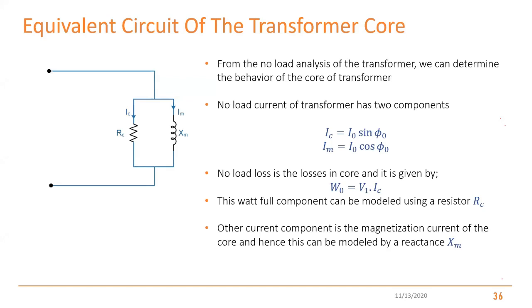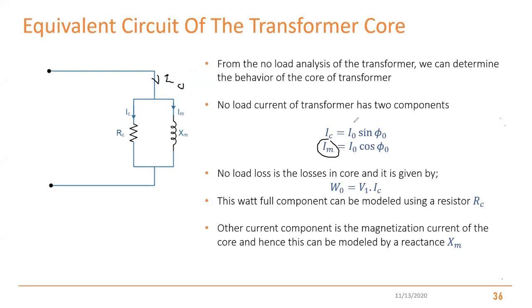Since it does not consume energy, we can use a reactance like this to represent that behavior. There will be IM current passing. There will be a no load current I0, that consists of the two components IC and IM. Since there are two components, we can separate them by adding two parallel paths like this.